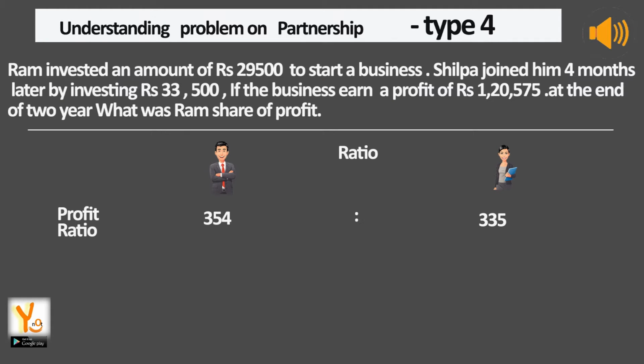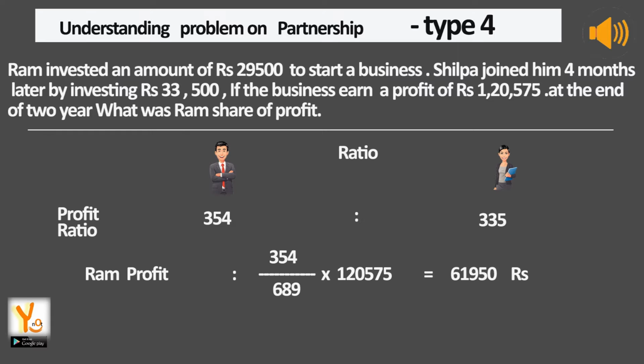As the final profit ratio of Ram and Shilpa is 354:335, Ram's share of profit is calculated by 354 divided by 689 into 120,575, where 689 is the sum of all the ratios of investment, and 120,575 is the total profit earned, which will be 61,950.